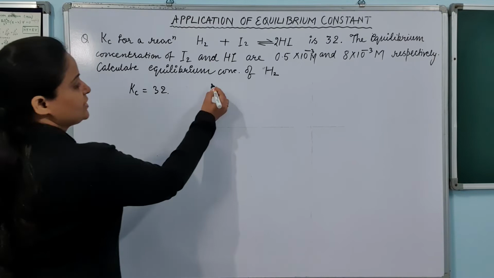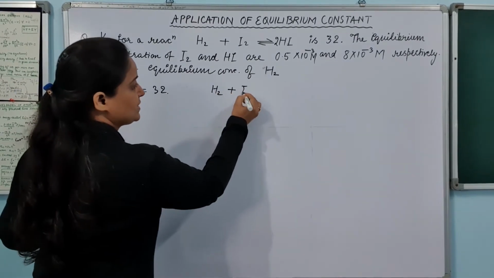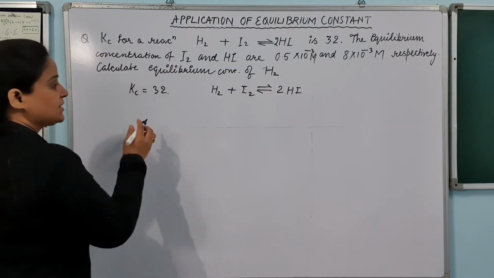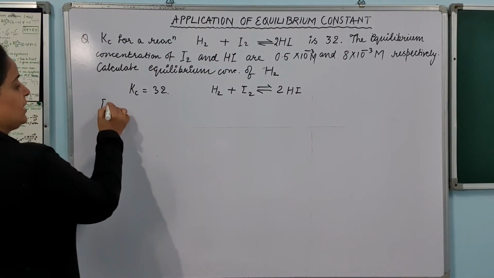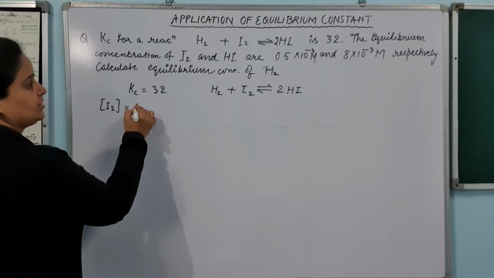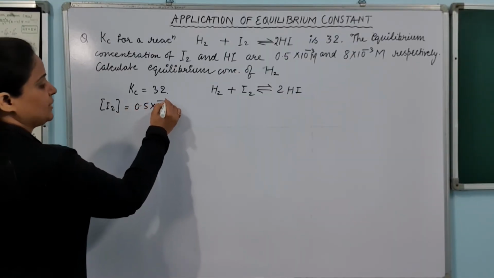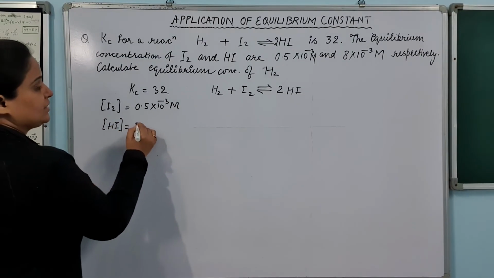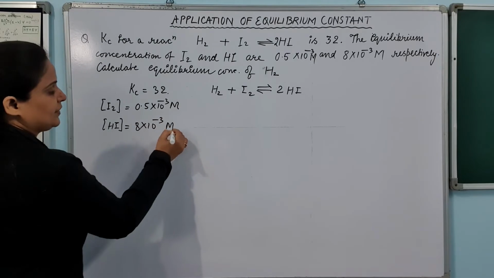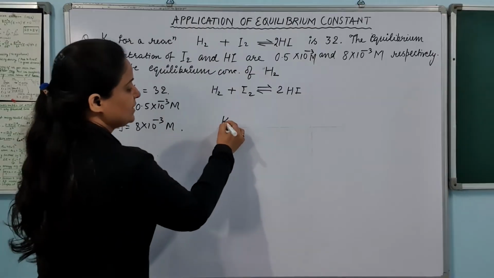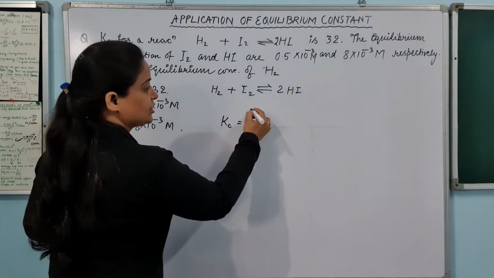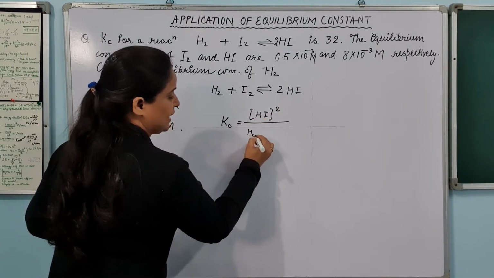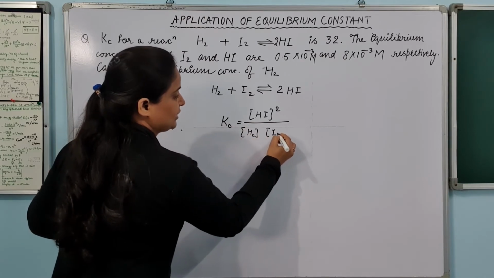So let's do it. First of all, I am writing down the equation. H2 plus I2 is giving you HI. Okay. What is the concentration given to you? Iodine concentration is given 0.5 into 10 raised to power minus 3 M, and HI का concentration is given 8 into 10 raised to power minus 3 M. Let's apply the concept of Kc. Kc is equal to concentration of HI raised to power 2 divided by concentration of hydrogen and iodine.